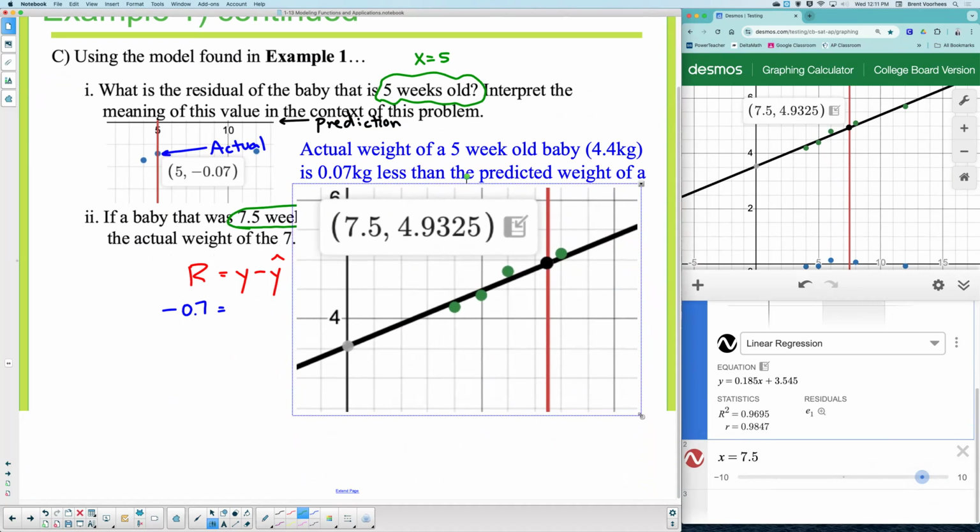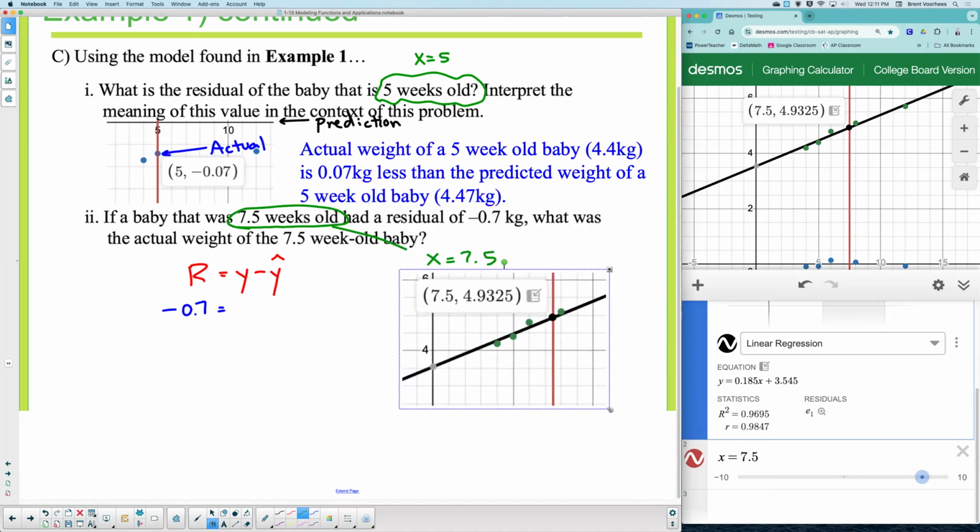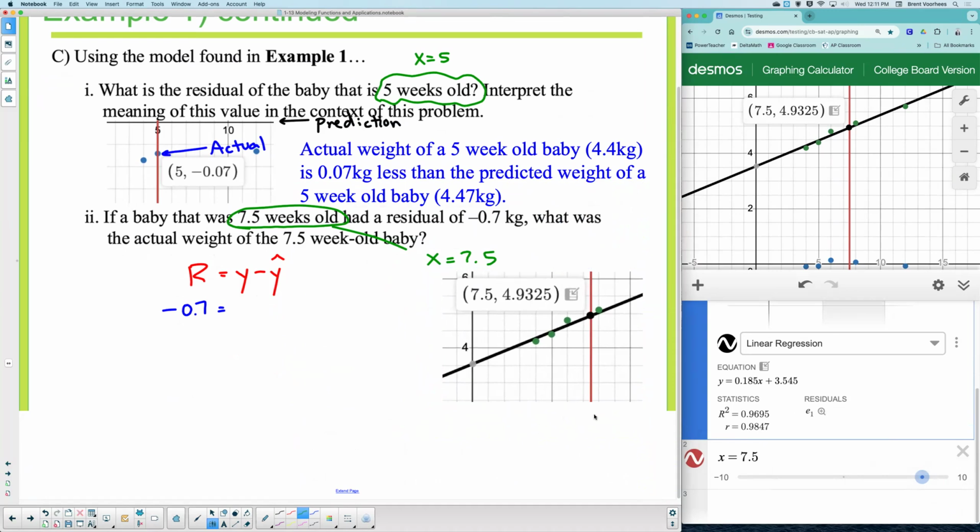So we're going to plug in our numbers and we're going to come up with what the actual weight would be for a 7.5-week-old baby because we don't have that in our table. If the predicted weight, we don't know the actual, that's regular Y, minus the predicted weight of 4.9325. Now we could round that, but I'm just going to leave it like that. How would you solve for Y here? That's right. All you have to do is add 4.9325, and you would have the actual weight of the baby. If you add that like that, now we know what the actual weight is.